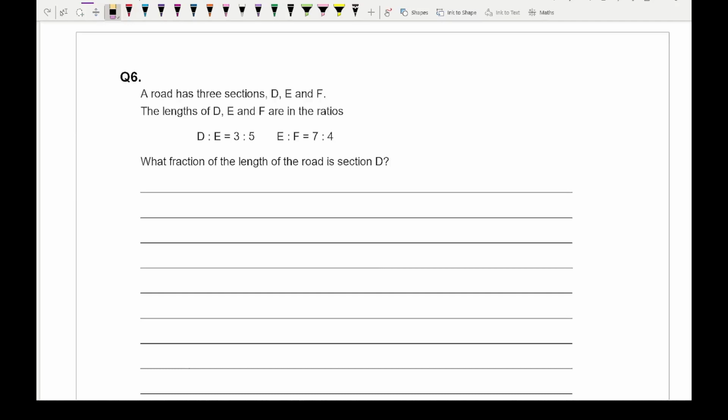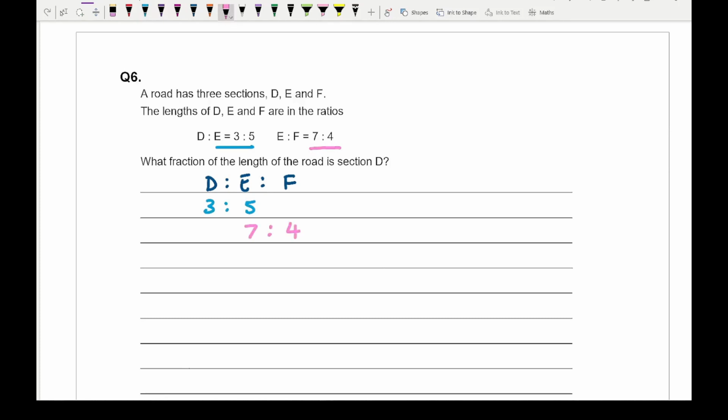So moving on to our last question, it says that a road has 3 sections, D, E and F. The lengths of D and E are in the ratio of D to E is 3 to 5 and E to F is 7 to 4. What fraction of the length of the road is section D? First things first, let's start by writing down the 3 ratios, which are all connected as they are on a road. Using this bit of information, we know D to E is 3 to 5. And using this bit of information, we know that E to F is in the ratio of 7 to 4.